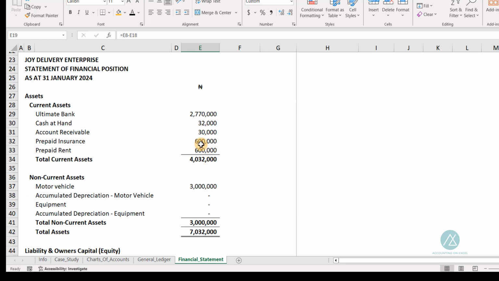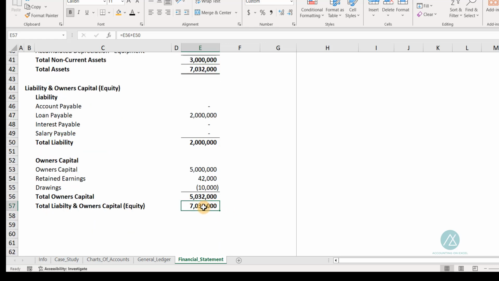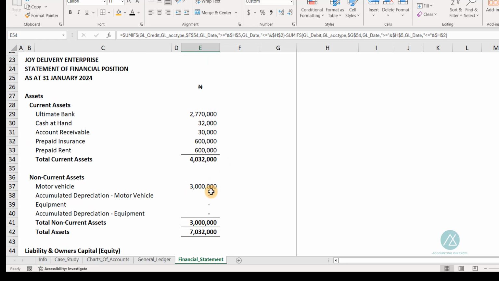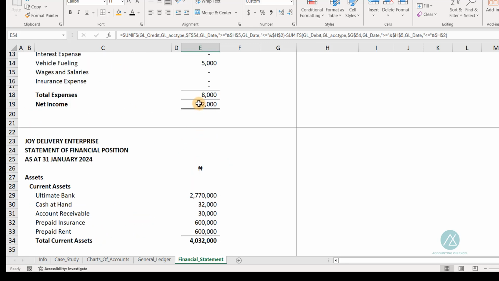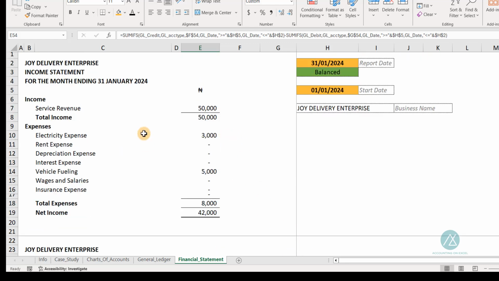Then your balance sheet, you can see everything. Your total assets is equal to your total liability. Everything is balanced. You can look at the drawing you made and look at your retained earning, which is your profit for the year. This will be captured in your retained earning. So this automatically captures, and when you do your print preview, you will see it prints automatically, right?